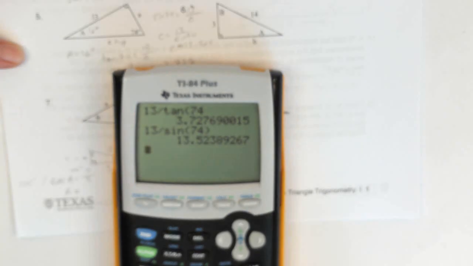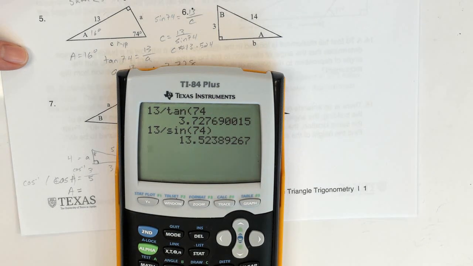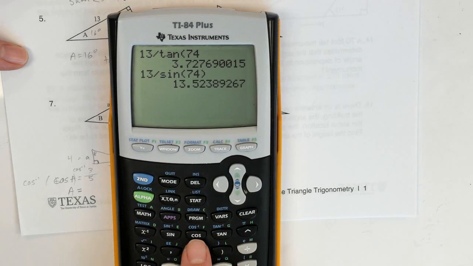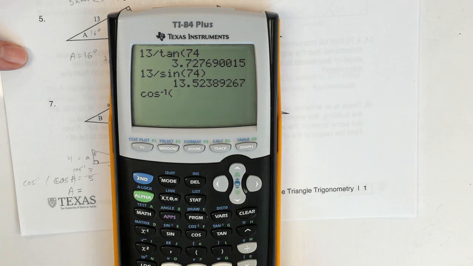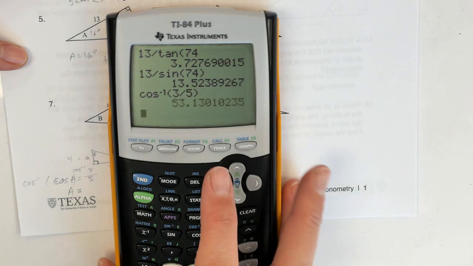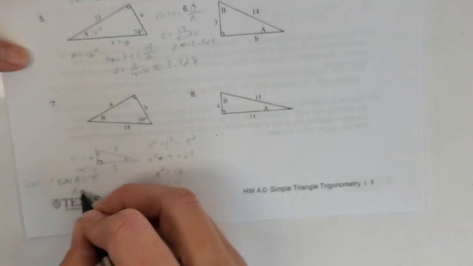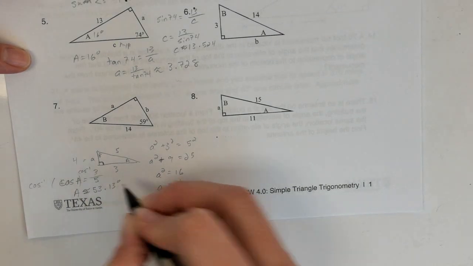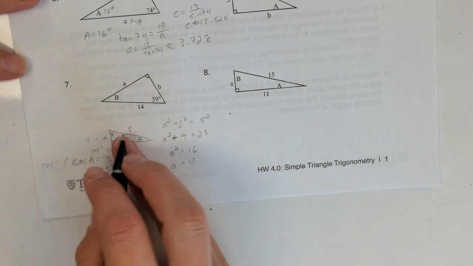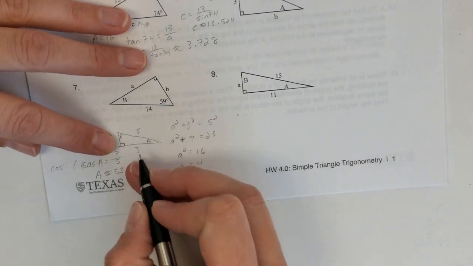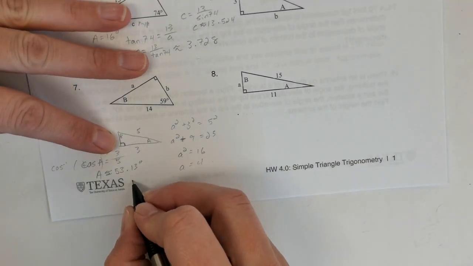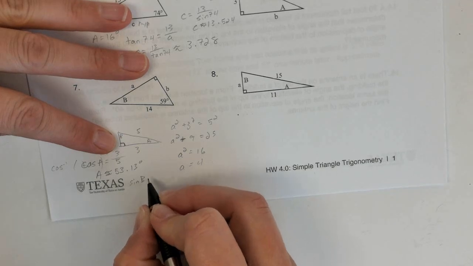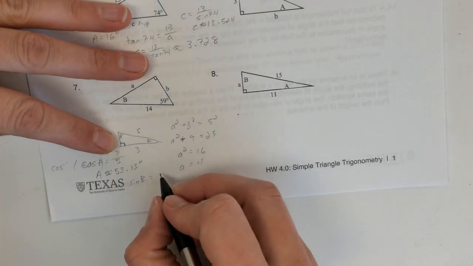And again, this is a calculator thing, which is right there underneath the cosine. So I'd hit second, arc cosine of 3/5, which would be approximately 53.13 degrees. And you could do the same thing with the B. So B, if I did 3, that would be opposite and hypotenuse. So the sine of B is going to be 3/5.